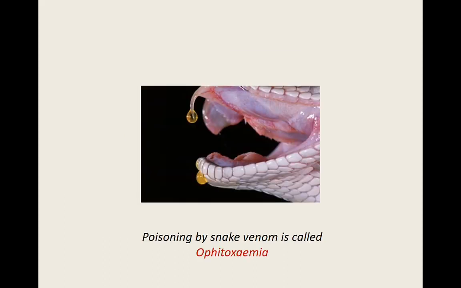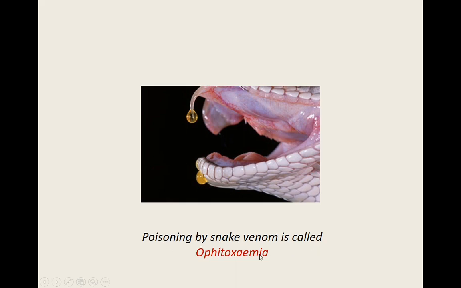So you can see over here, this is the upper jaw, this is the lower jaw. Okay, what is this? Long modified tooth. It is called the fang, yes. Okay, and this is the amber-colored snake venom.